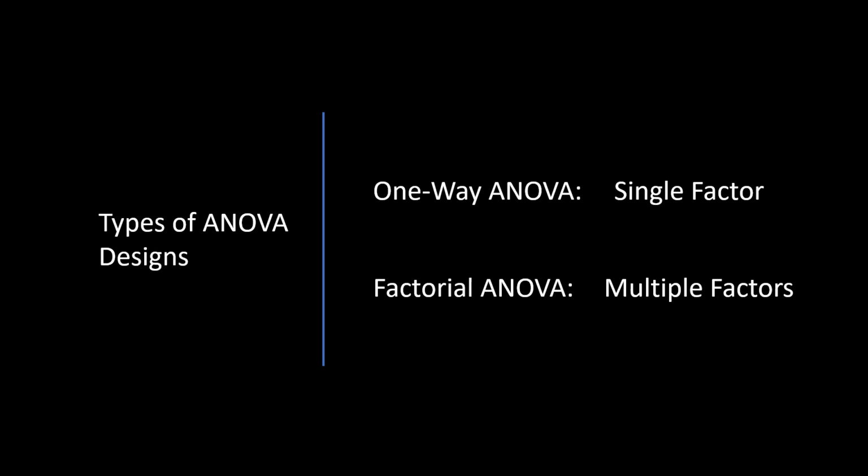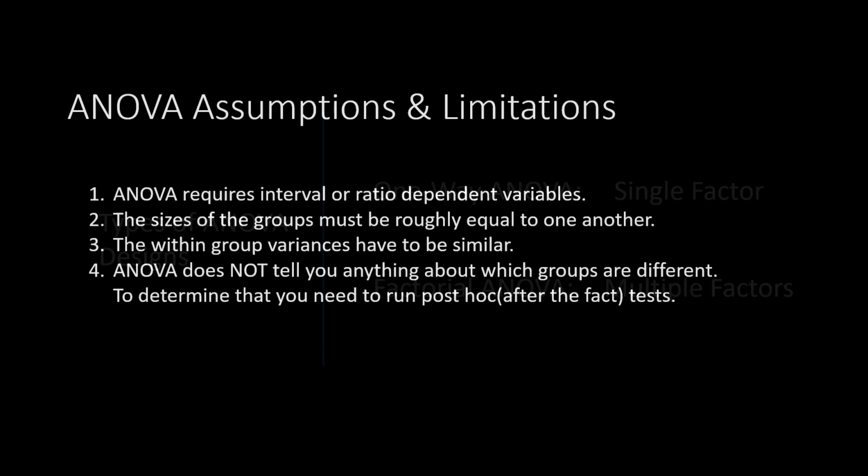Okay, let's talk now about the assumptions required for an analysis of variance study. Well, the first is that ANOVA requires interval or ratio dependent variables, things that you can compute means of, obviously. The sizes of the groups need to be roughly equal. The within group variances have to be somewhat similar. And again, very important to remember, ANOVA does not tell you anything about which groups are different. To determine that, again, you need to run post hoc or after the fact tests.